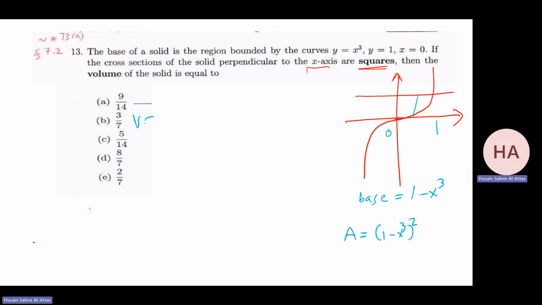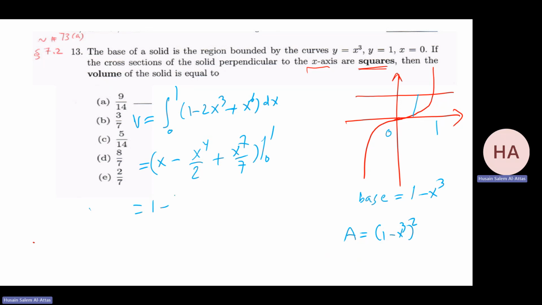So the volume will be the integral from 0 to 1 of this, which is 1 minus 2x cubed plus x to the power 6 dx. That gives me x minus 2 times x to the power 4 over 4, which is x to the power 4 over 2, plus x to the power 7 over 7, from 0 to 1. That will be 1 minus half plus 1 over 7, over 14. That will be 14 minus 7 plus 2. That will be 9 over 14.